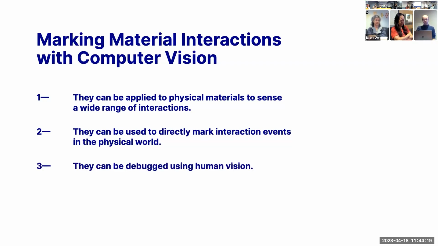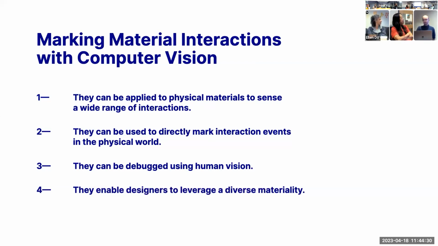They can be debugged using human vision, thus enabling designers to draw connections between what they see and what a CV system detects. And they enable designers to leverage a diverse materiality, including democratic physical materials such as cardboard and paper. We will continue to explore the technique described in this paper, and we hope that this work will contribute to the range of alternatives that designers can employ for physical computing, and inspire more research in this area too.